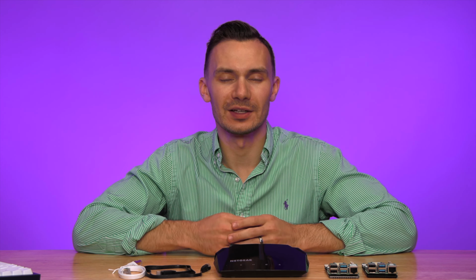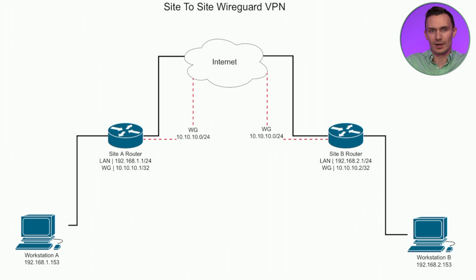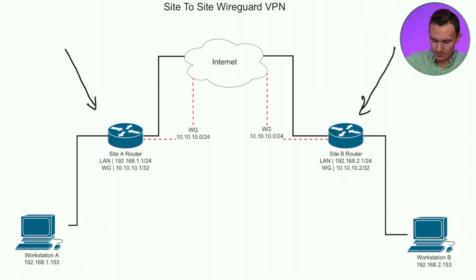Let's take a look at a diagram to get a more visual understanding. In this diagram, we have two local networks, Site A and Site B. In these local networks, we have two computers, Workstation A and Workstation B.